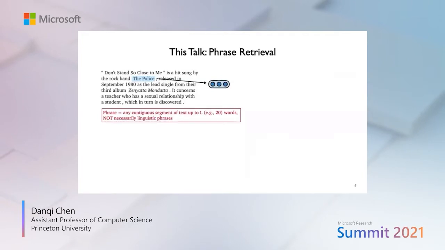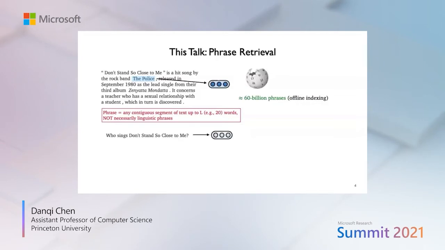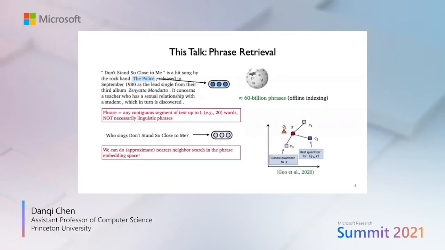So if we consider any segment of text up to 20 words, there are roughly 60 billion phrases in English Wikipedia, and we need to encode and index all of them offline. Then for any question or input query, we also need to encode the question as a vector. Then we can just do maximum inner product search in this dense phrase embedding space, and retrieve the phrase with the maximum score. It's very important to keep in mind that all the phrases here are contextual. That means that there could be many vectors for "the Police", each with a different context.